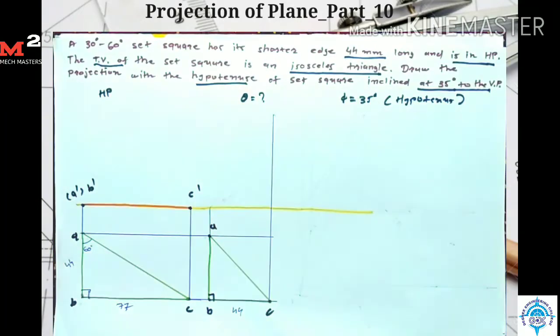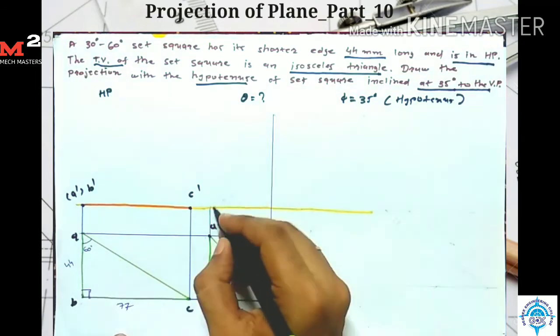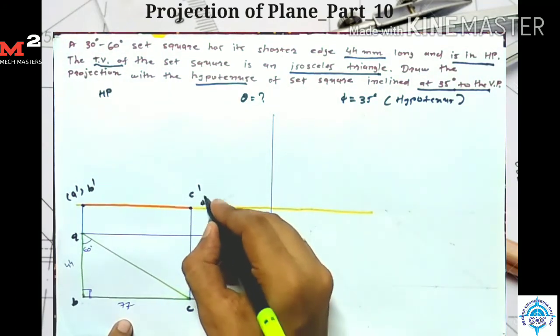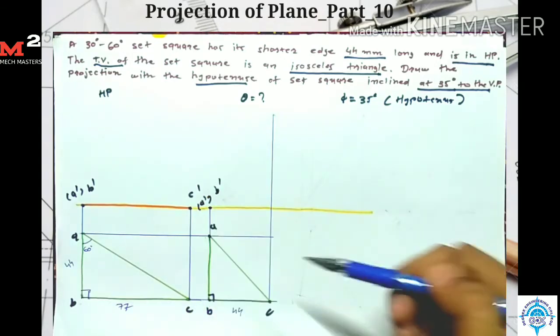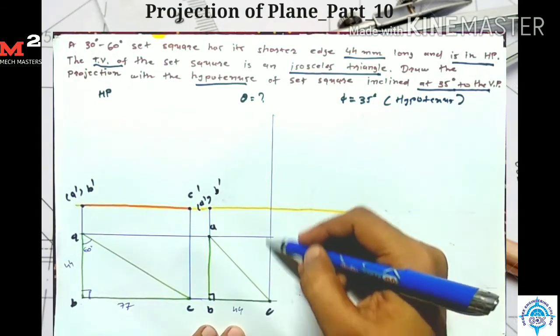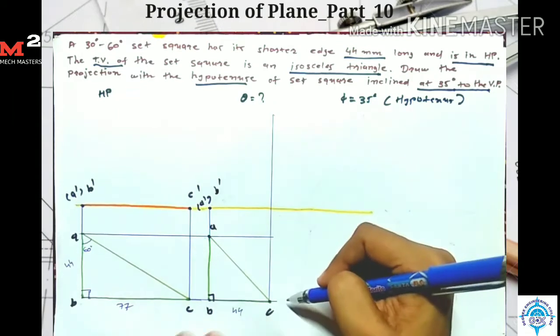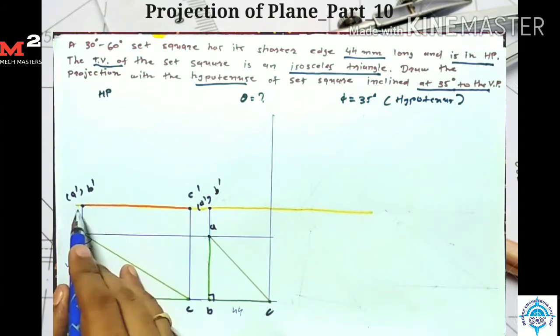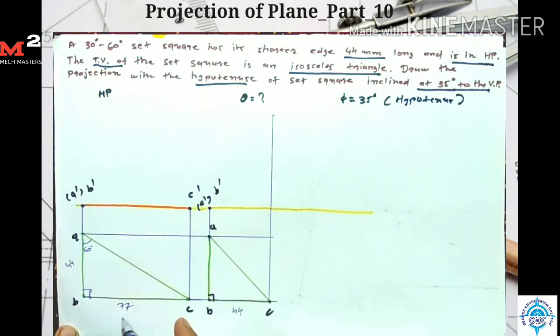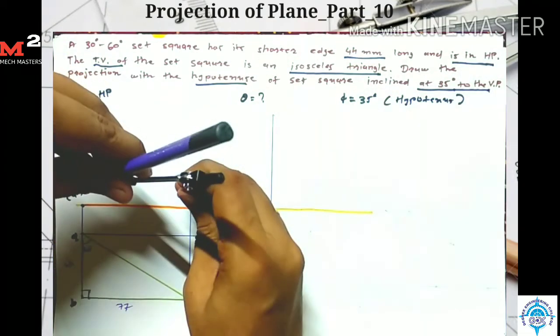Here the plane is resting on side AB. So here I take the points A dash, B dash. Now for point C I have two conditions: that point C lies on this projection line, and the distance of point C dash from point A dash is equal to A dash C dash, 77 mm. So I take A dash C dash as a radius.